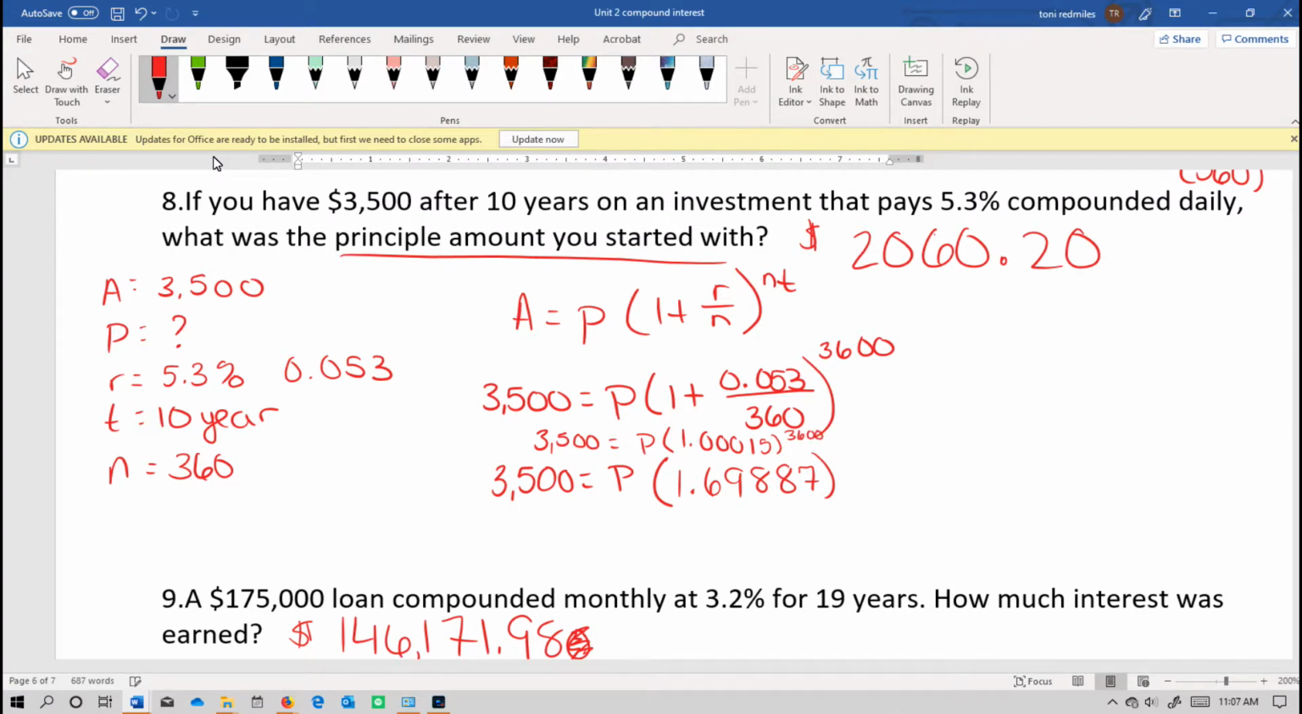Okay, so this is what I have now. To get P by itself, I'm going to have to divide both sides by the 1.69887.